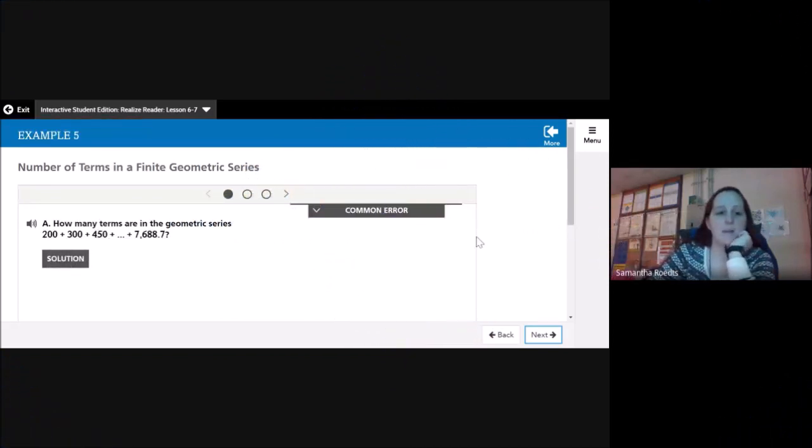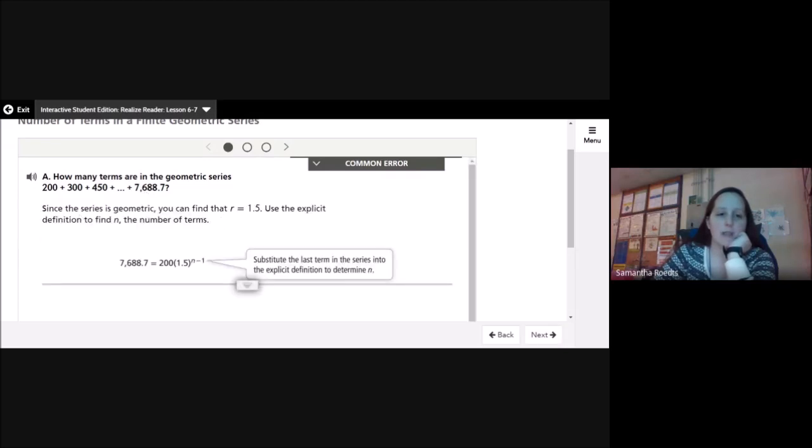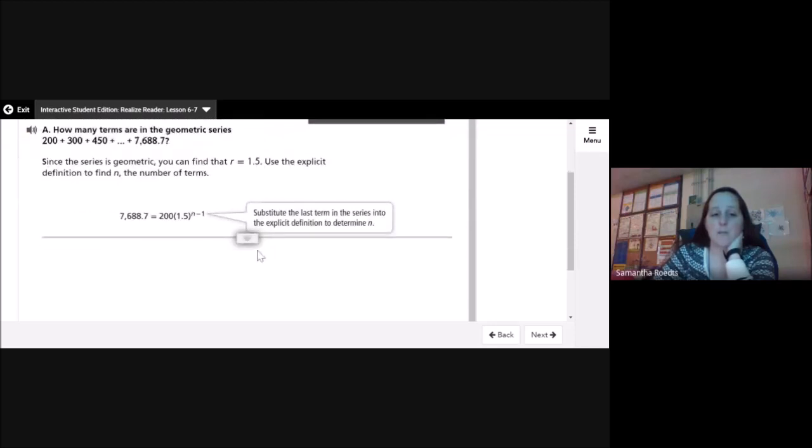All right, example 5, number of terms in a finite geometric series. How many terms are in the geometric series 200 plus 300 plus 450 plus up to 7,688.7? Since the series is geometric, you can find that r equals 1.5. Use the explicit definition to find n, the number of terms. Okay, so 7,688.7 equals 200 times 1.5 to the n minus 1. I substitute the last term in the series into the explicit definition to determine n.